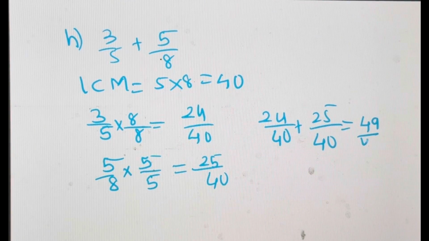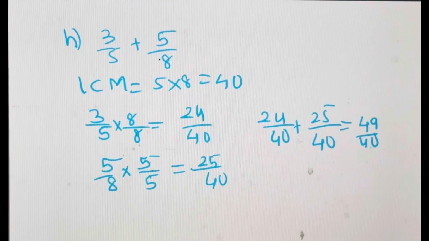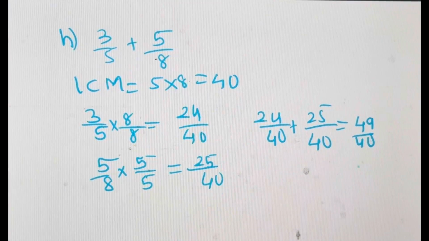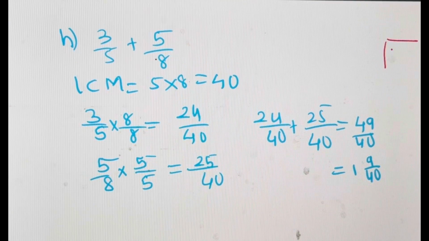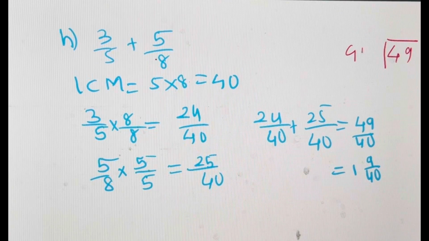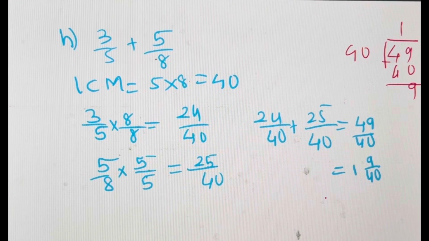49 upon 40. And if you convert this into mixed form, the answer will be 1 whole 9 upon 40. I'll just show you the division. How do we get this mixed form? We divide 49 by 40. So 40 ones are 40 and 9 is the remainder. If you remember QRD, quotient remainder divisor. So the answer is 1 whole 9 upon 40. That is answer number H.